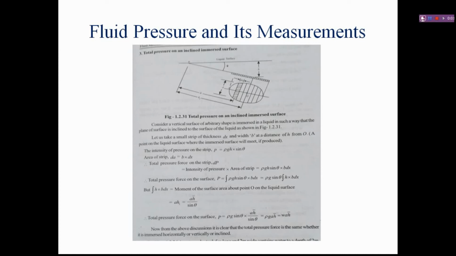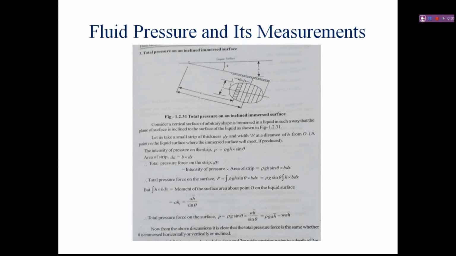O is a point on the liquid surface where the immersed surface will meet if produced. Because the surface is inclined, if we produce it backwards, it will meet the liquid surface at the point O. So the distance from O to that strip is h. Okay, and now we'll calculate the intensity of pressure on the strip.